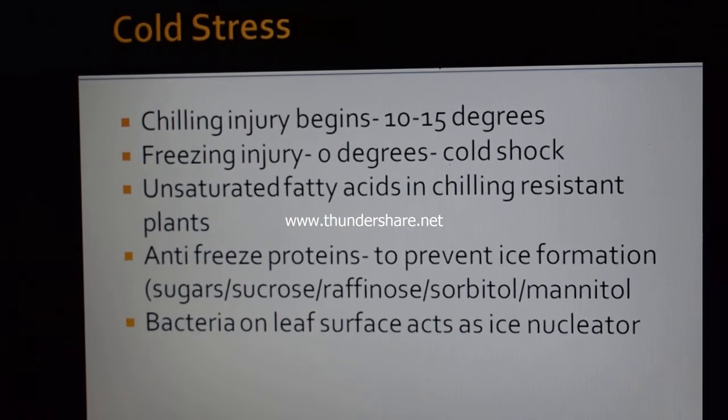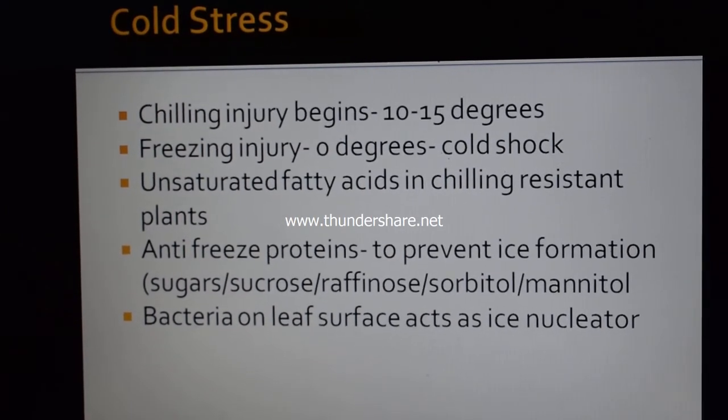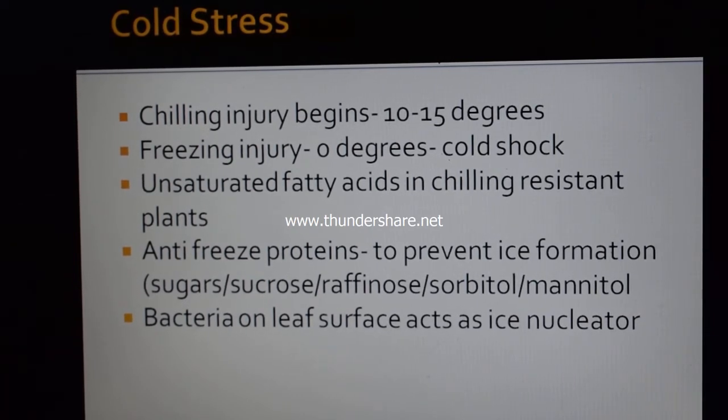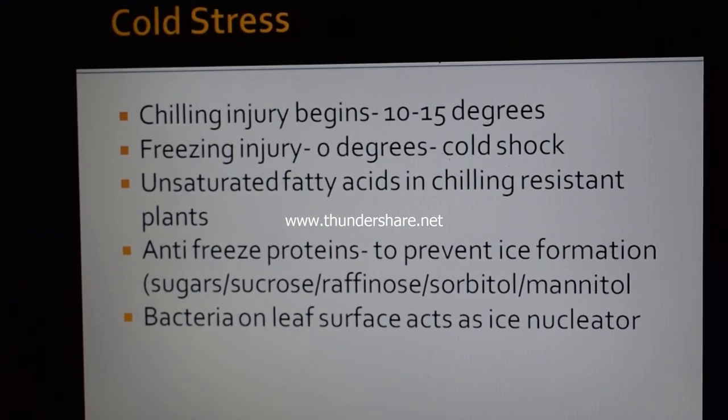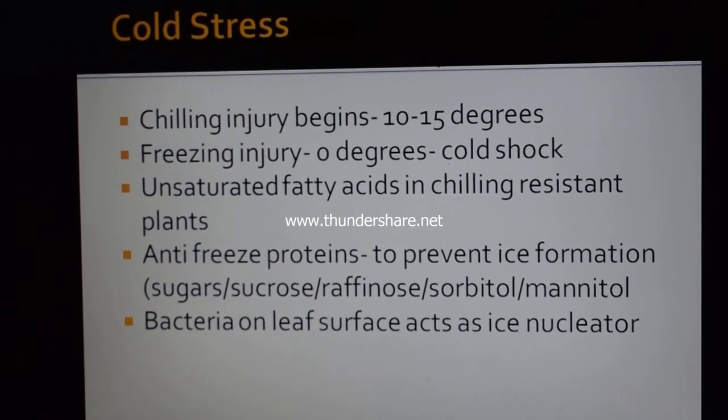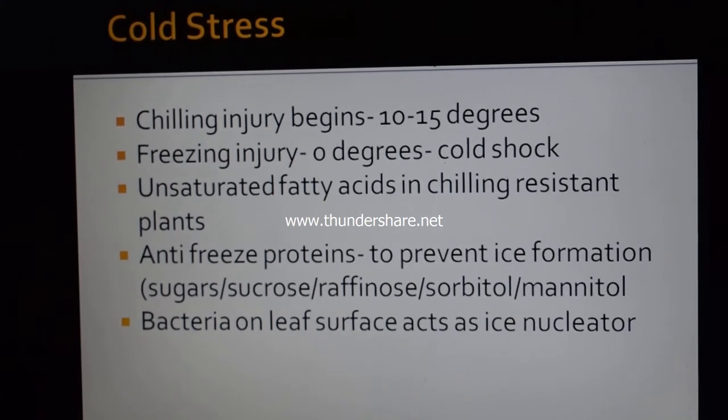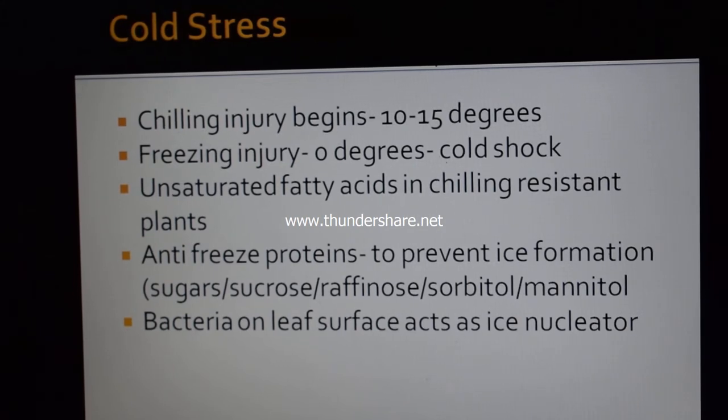Next stress is cold stress. This happens when the temperature decreases to 10 to 15 degrees Celsius. Then the chilling injury begins, and slowly freezing will start at 0 degrees. That is called cold shock. There are two types of plants, those which can resist cold temperatures and those which cannot. Usually those which can resist the temperature decrease will have more unsaturated fatty acids in their cell membrane. They will have more kinks or bends, so that it will be difficult for them to freeze.